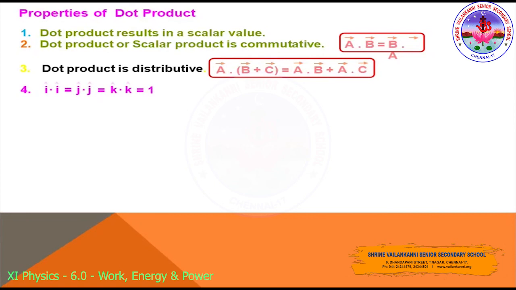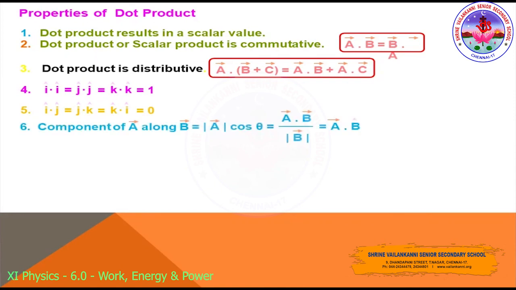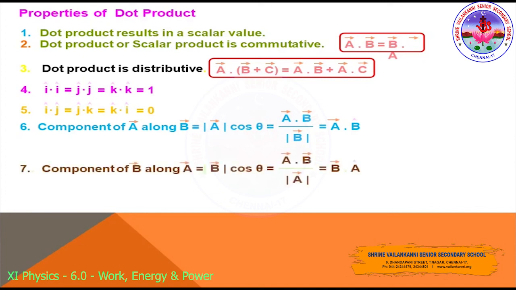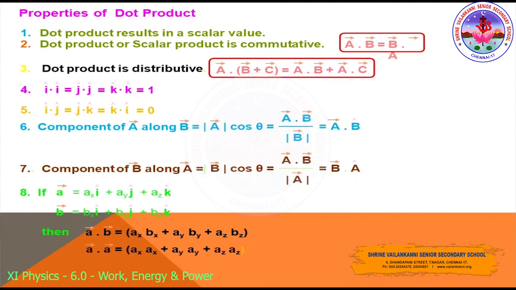And also we know that the dot products I dot I, J dot J, K dot K are equal to 1. And I dot J, J dot K, K dot I are equal to 0, right? I dot I means 1. I dot J means 0. Then the component of A along B is equal to modulus of A cos theta, that is equal to A vector dot B cap. Understood? And in the same way you have to take it for the component of B vector along A vector. So these are all the properties of dot product. These are all we have studied in the previous chapter.